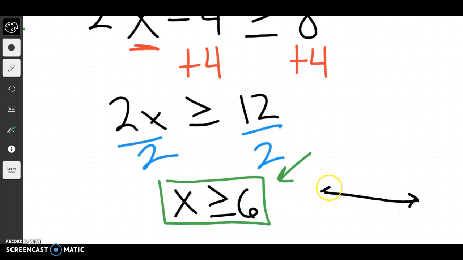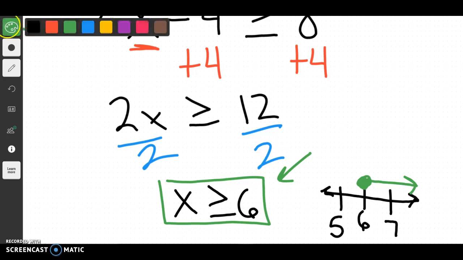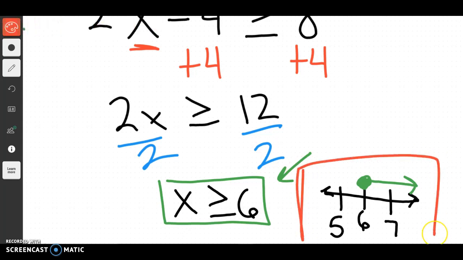So I'd make my number line. I'd have a point at 6, 7, and 5. And for this one, since it's equal to, I'd do a solid dot at 6. And since x is bigger than 6, I get all the numbers that are bigger, so 7, 8, and 9. And this, right here, would be my final answer. Okay? So the first part you do is you solve it, and then you have to graph it to show what that thing would look like.